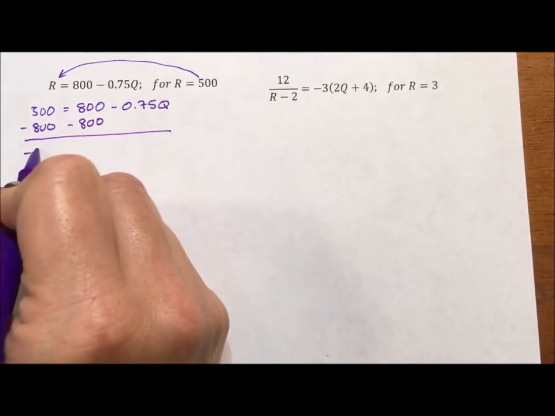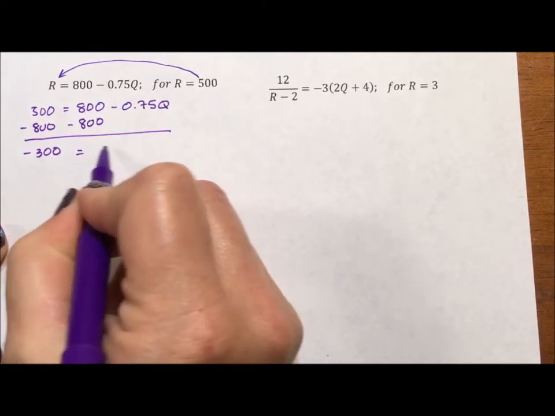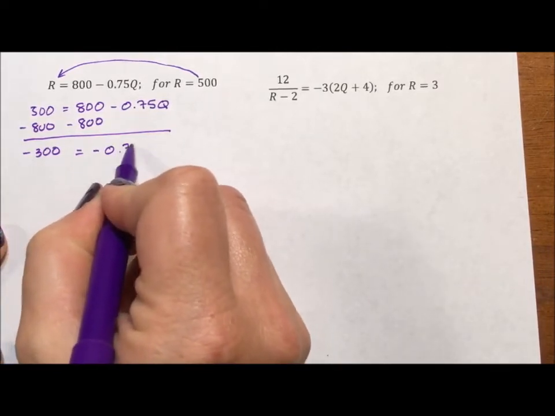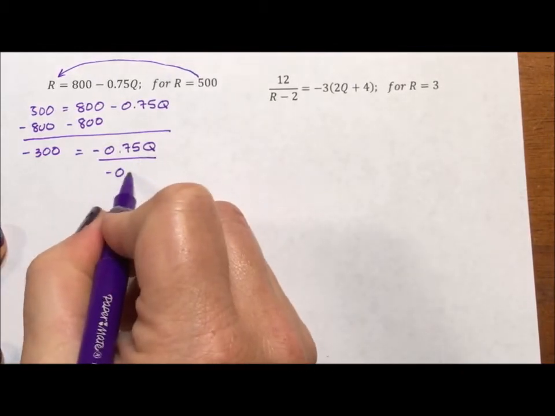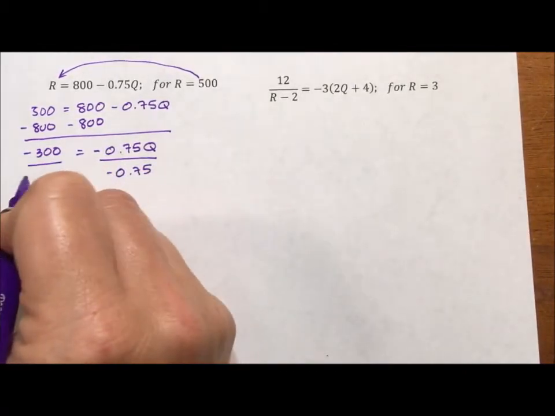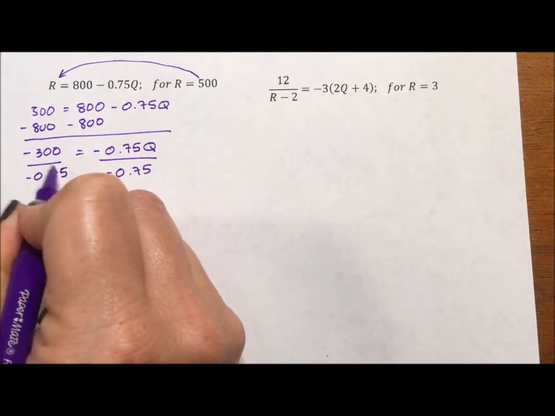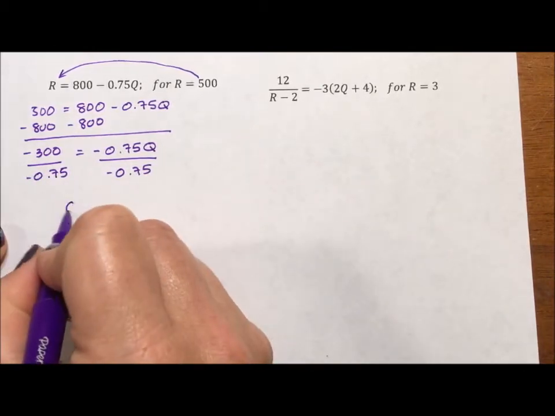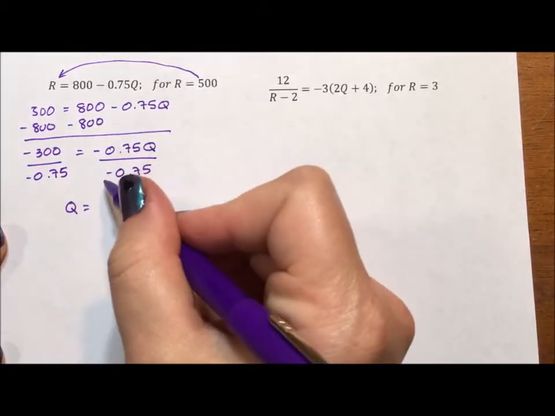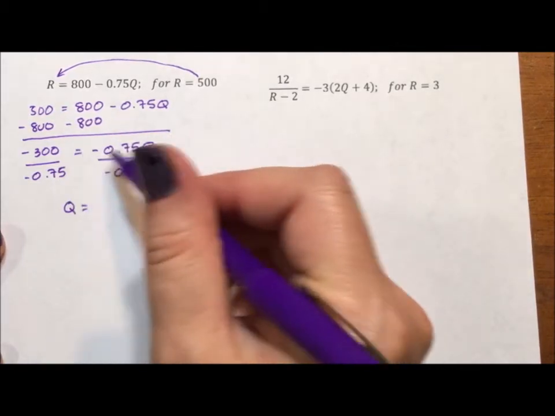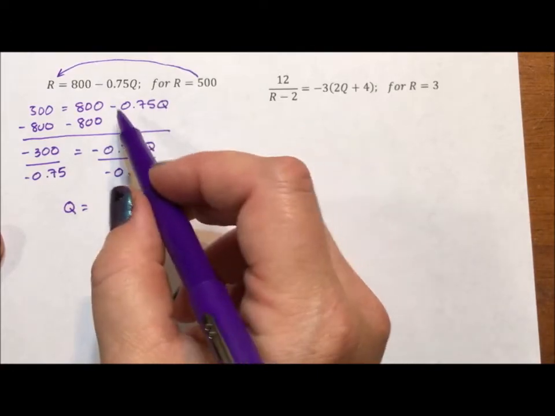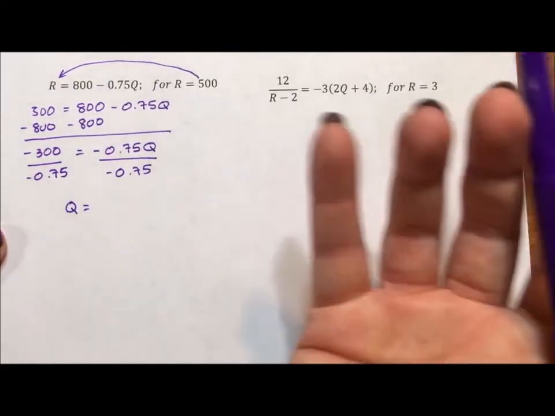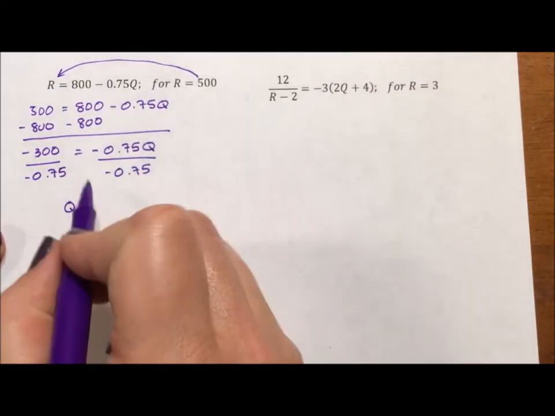So I have negative 300 equals negative 0.75q. And then I'm going to divide both sides by negative 0.75. Make sure you don't drop your negatives. Negative divided by a negative is a positive. Sometimes with calculators we don't always get the negatives in there, or when we're writing this we drop a negative. You need to be very careful with your negatives. The difference between negative and subtraction is whether or not there's a number written in front of it.